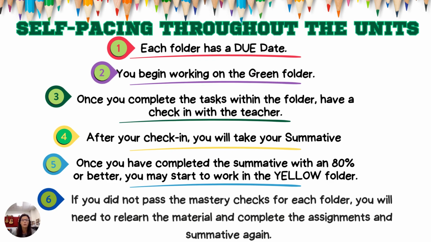So self-pacing throughout the units, what does that look like? Well, each folder has a due date. You're going to begin working in the green folder. No matter which unit you start on, green always means start. Once you complete the tasks within the folder, you're going to have a check-in with the teacher. After your check-in, you're then going to be allowed to take your summative. You have to complete the summative with an 80% or better, and then you can start working on the yellow folder. So if you didn't pass your mastery checks or you didn't get your 80% or better, you're going to need to relearn the material and complete the assignments and the summative again. You can do this as many times as you need to as well.